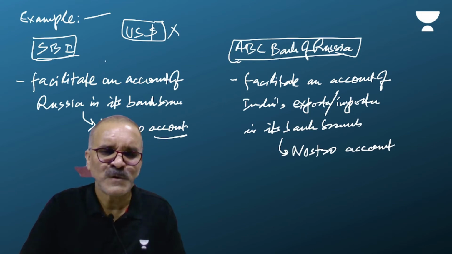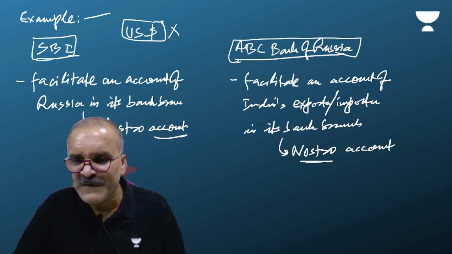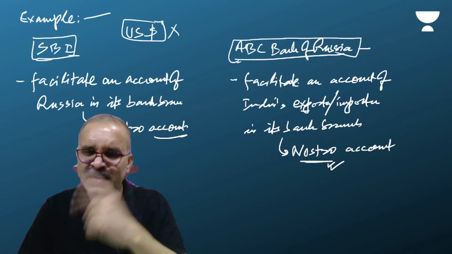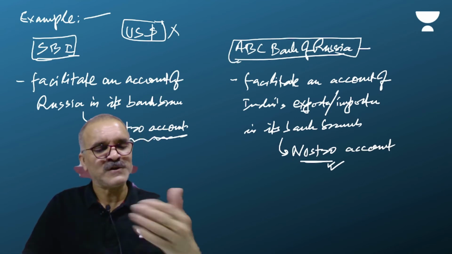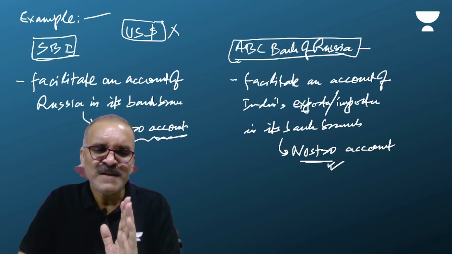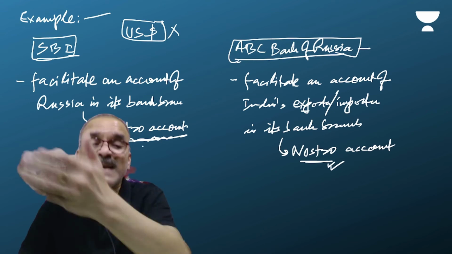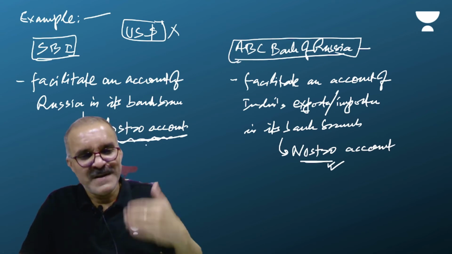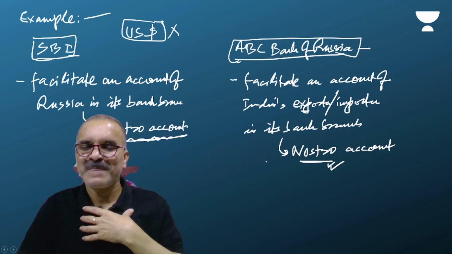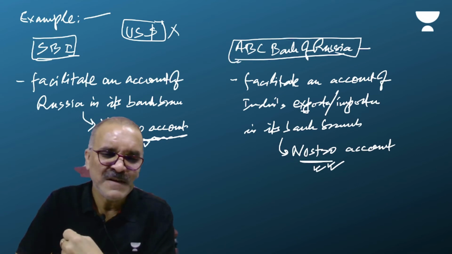Suppose this Indian exporter or importer is company A. So for company A, this account in Russia will be our Nostro account. And for the exporter and importer of Russia, their account with SBI will be known as a Vostro account. Other way around, from India's point of view, this account of the Russian exporter or importer will be known as a Vostro account because this is their account with us. On the other hand, from India's point of view, our account with the Russian bank will be our Nostro account. From Russia's point of view, this will be Vostro and this will be Nostro. Did you understand?